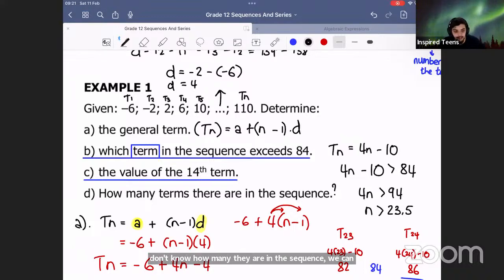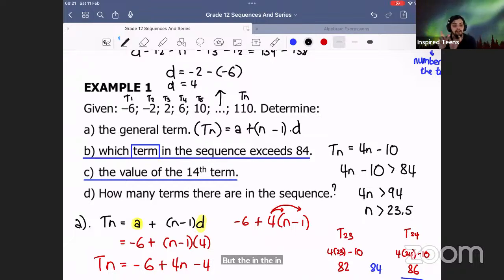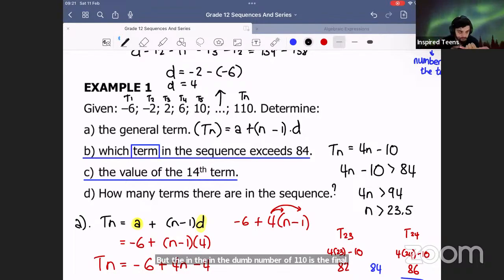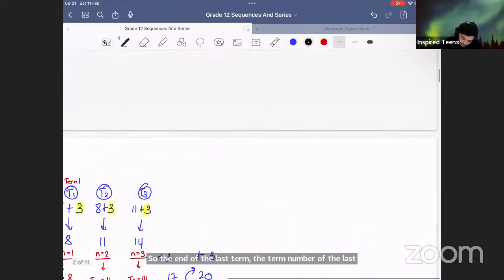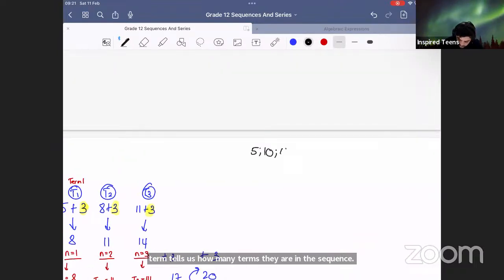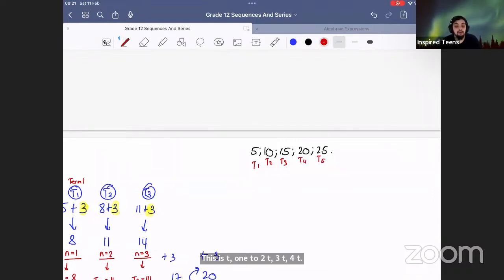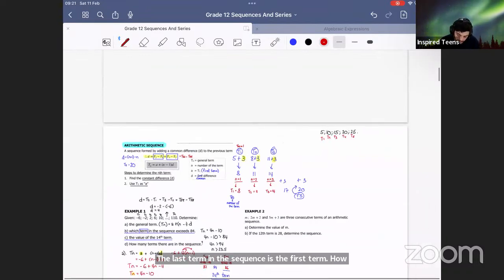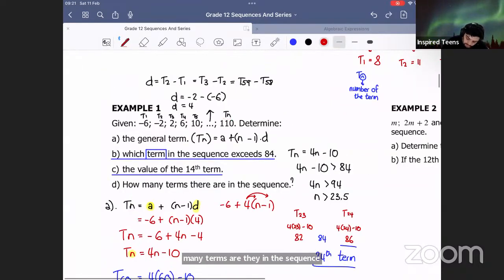The term number of the final term, 110, is the final n, firstly. Secondly, that n will actually tell us how many terms there are in the sequence. So the n of the last term, the term number of the last term, tells us how many terms there are in the sequence. If we put it simply, if I have the terms 5, 10, 15, 20, 25, full stop, this is T1, T2, T3, T4, T5. The last term in the sequence is the fifth term. How many terms are there in the sequence? 5 terms. So basically we have to calculate the n for the final term.